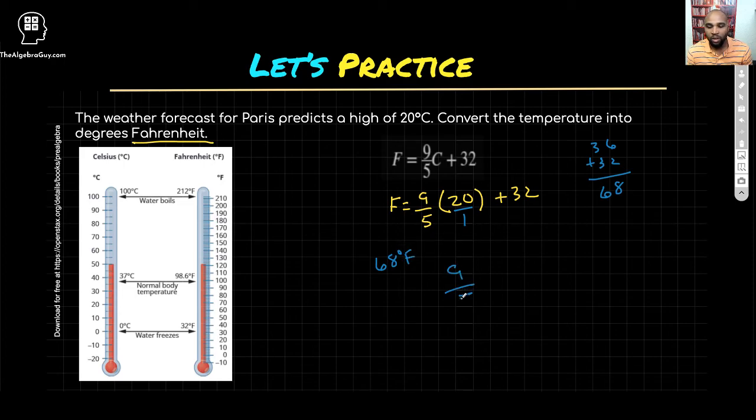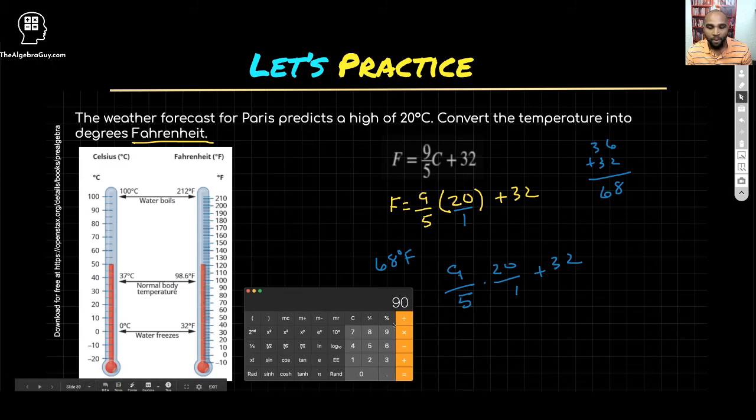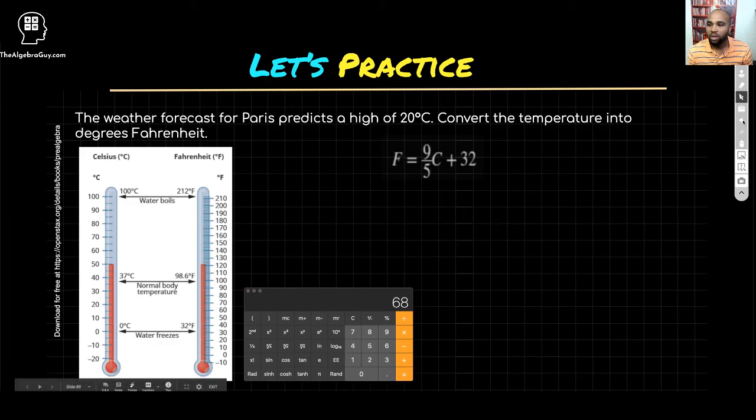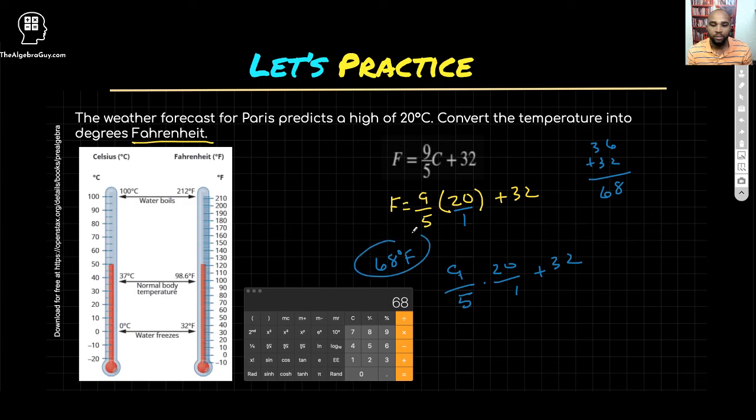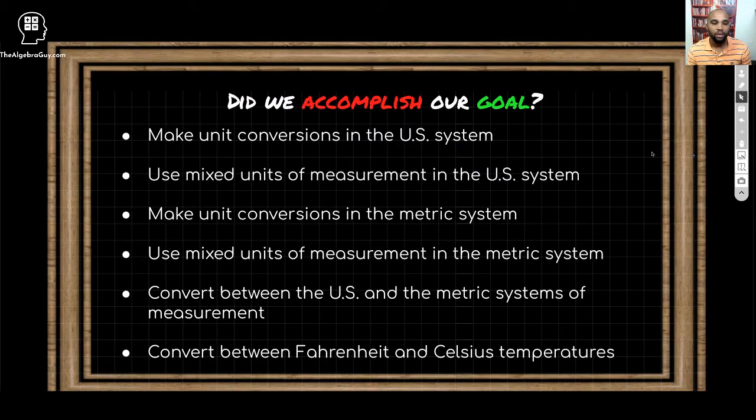But I feel like I need to work it anyway, just for anyone who didn't see that. So plus 32. So this would be 9 times 20. If I just work it straight the way it says, I don't need to multiply that, but I guess I'll do it anyway. 9 times 20 is 180. 180 divided by 5 is 36, which is what we said. Plus 32 is 68. So now we know it's going to be 68 degrees Fahrenheit. And there we have it.